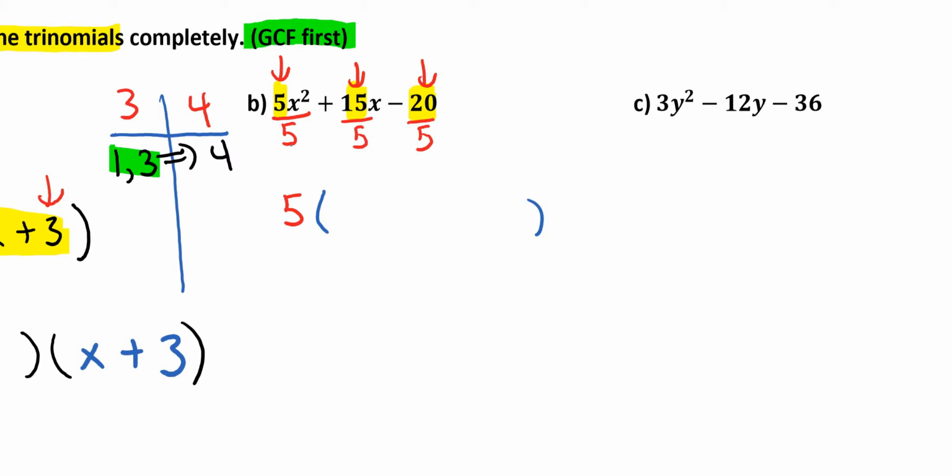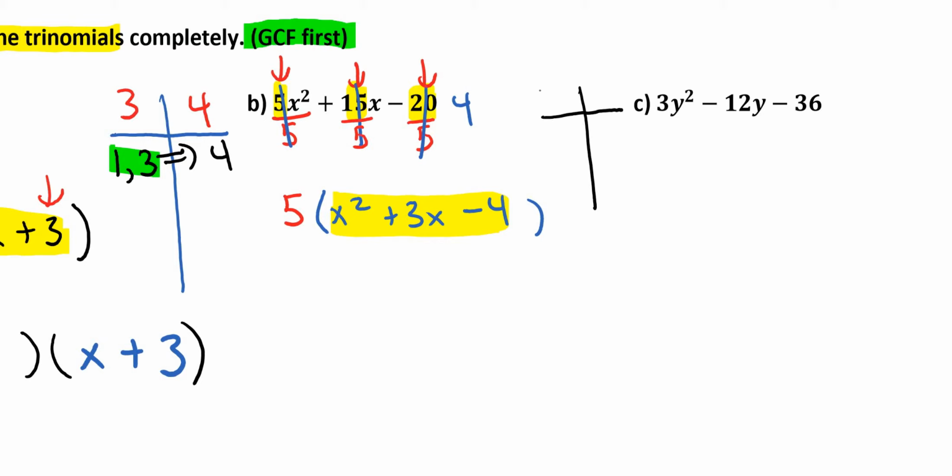And if I do that, I would get x squared. 15 divided by 5 is 3, so plus 3x. And 20 divided by 5 is going to be 4, so that would be minus 4 inside the bracket. Alright, so if I take a look at this yellow expression right here, which is a trinomial, I can factor that by creating a table.